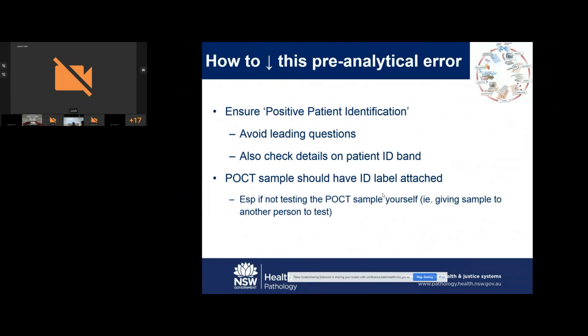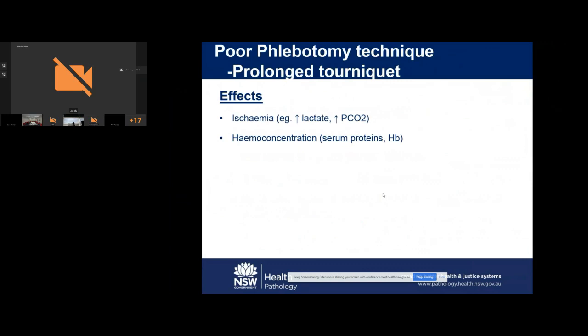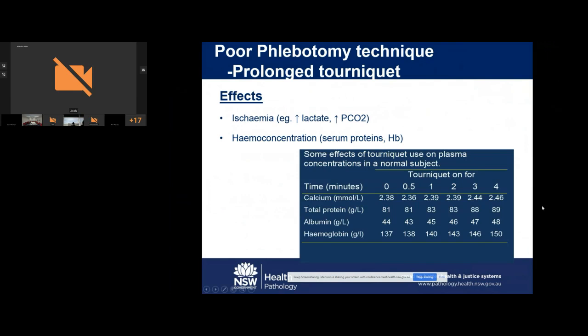Poor phlebotomy technique, so prolonged tourniquet. This can cause some changes due to ischemia, increasing lactate, and also hemoconcentration of the serum proteins, which, with a tourniquet left on for a number of minutes, we can see increasing protein as well as hemoglobin.